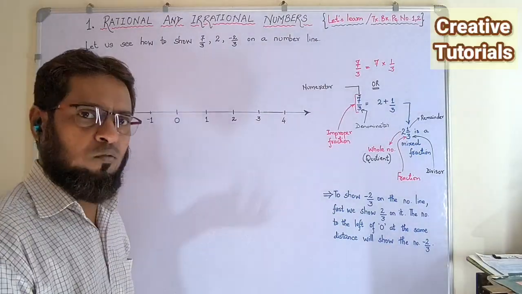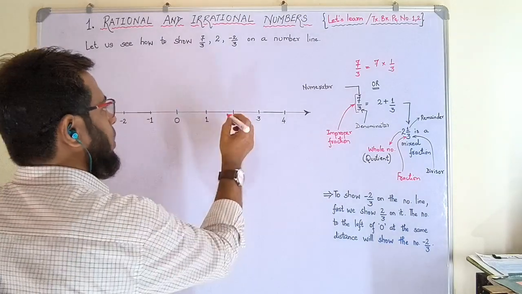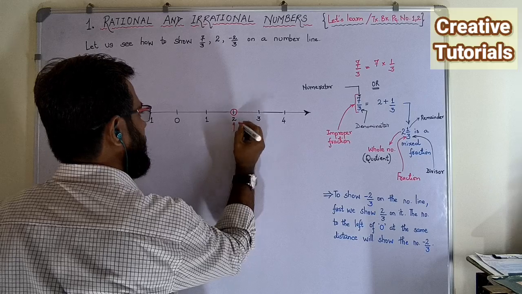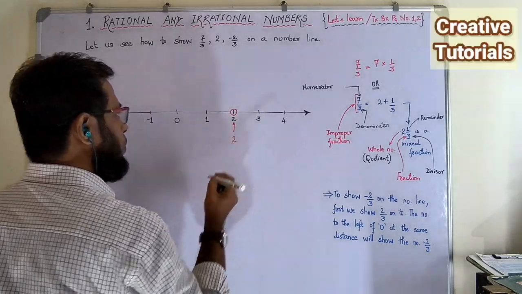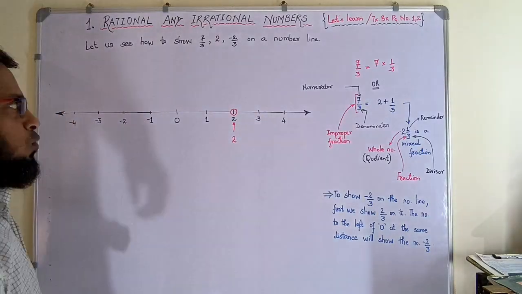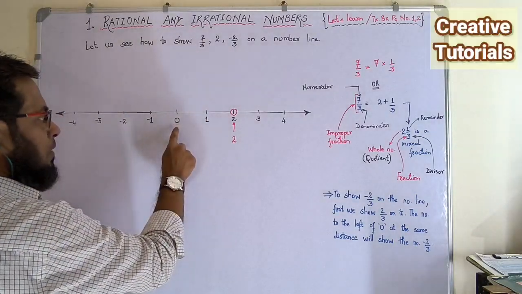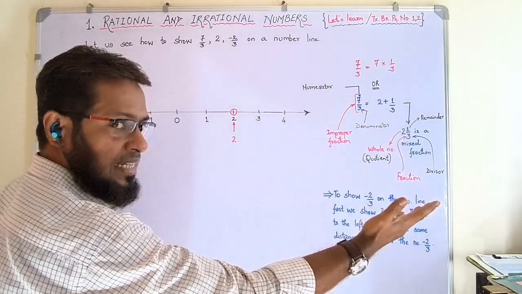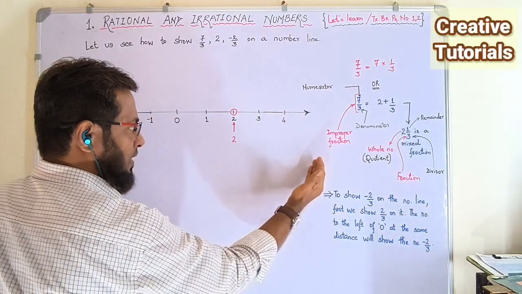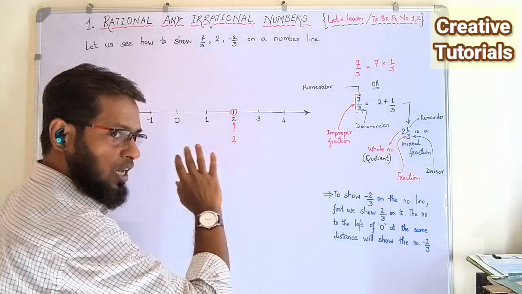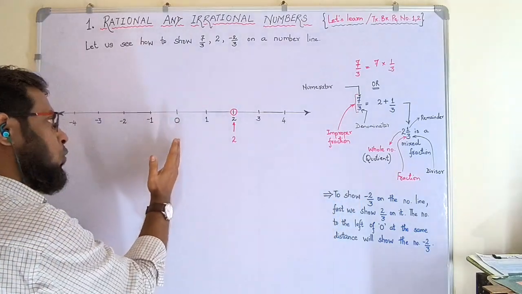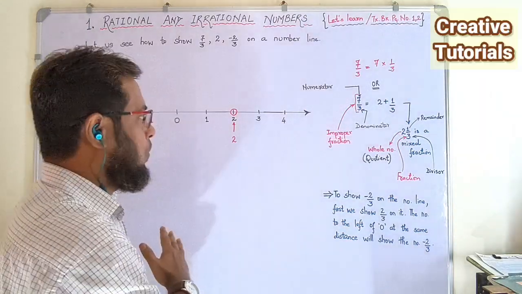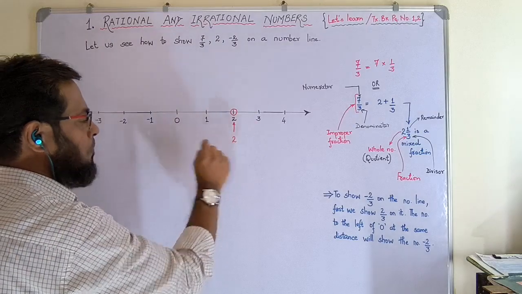So suppose I want to show number 2 on my number line. I can show it clearly that this is my point number 2. Correct? Why? Because it is plus 2. So from 0, I will go 2 units ahead towards my right hand side. All numbers towards the right hand side of 0 on the number line are positive, and all numbers towards the left of 0 on the number line are negative numbers. So from that, 2 has come here.